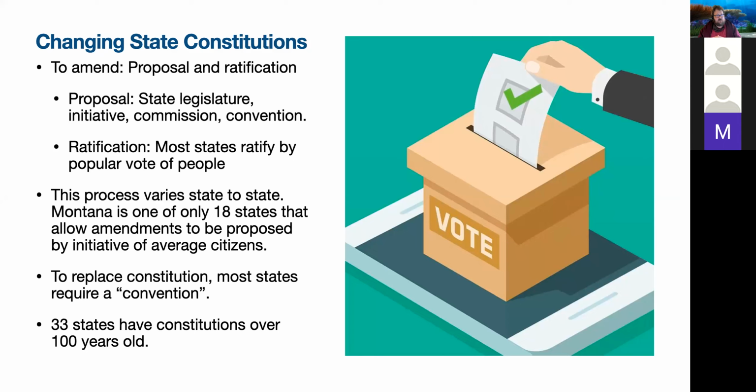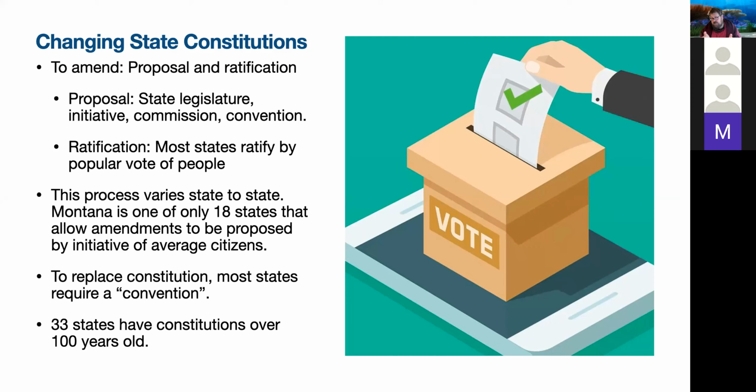Some states have set up special commissions or can impanel a full constitutional convention to do that work. But again, to ratify those changes to a state constitution, every voter gets to vote on that. Montana is one of only 18 states that have that initiative process where you, me, the guy down the street can write proposed amendments or actually even laws, just general laws. Montana is one of only a handful of states that have that. They tend to be more in the western part of the US than back east.